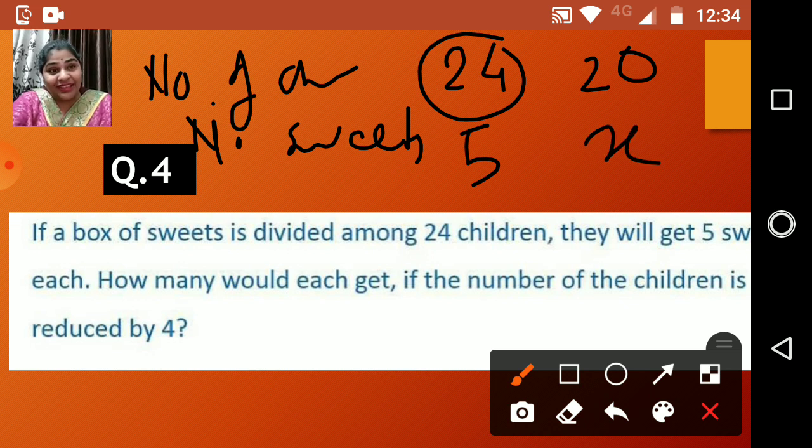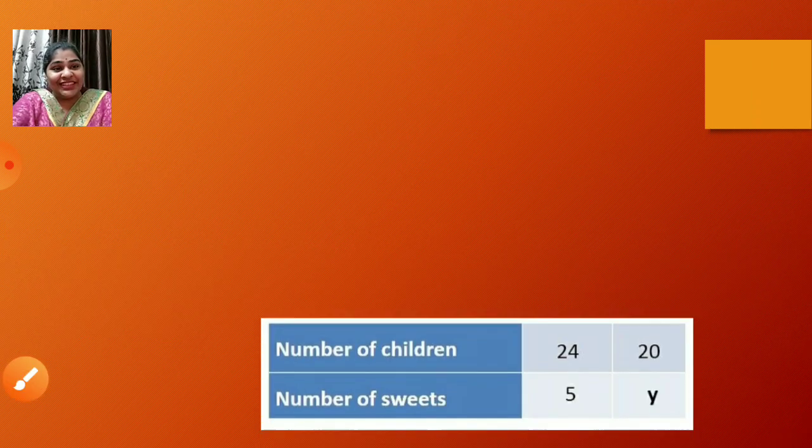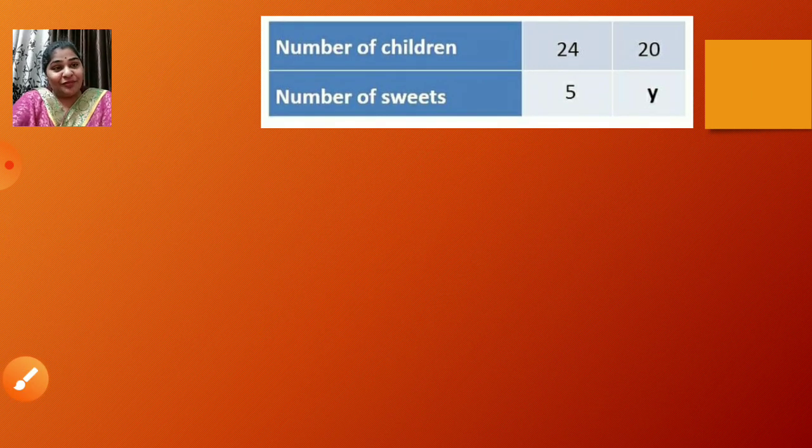Let the quantity be x. So this will be our table. So this is x1, y1, x2 and y2. And we know the equation, or the relationship, we express when the quantities are in inverse proportion: x1 y1 is equal to x2 y2. So let us see. This is a table, that is the number of children. Earlier it was 24. Later on they have reduced 4, that is 24 minus 4 will be 20.